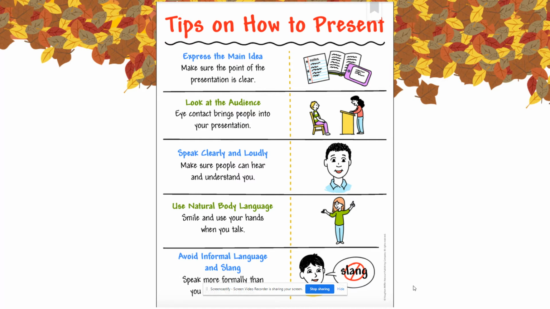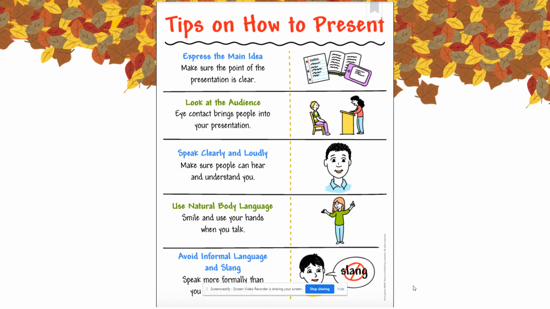Let's review the tips on how to present. When you present a work, you want to express the main idea. Make sure the point of the presentation is clear. Look at the audience. Make eye contact. Eye contact brings people into your presentation and keeps them involved. You want to speak clearly and loudly. Make sure people can hear you and understand you. If you speak too softly, someone may not be able to understand you or hear your points and your main ideas.